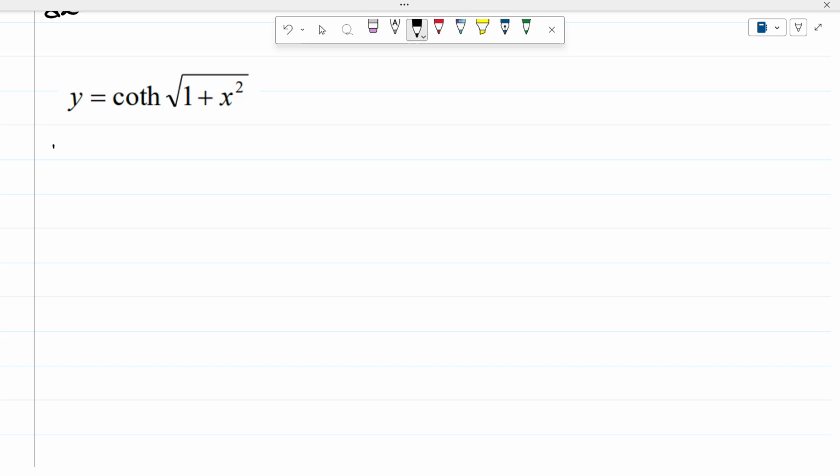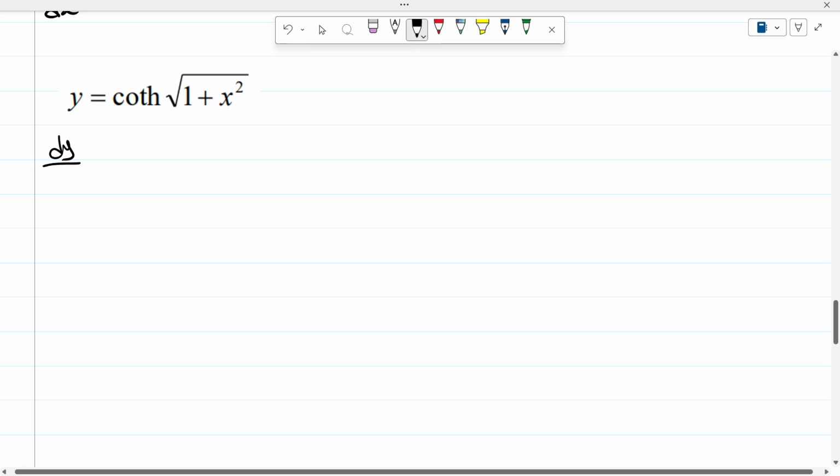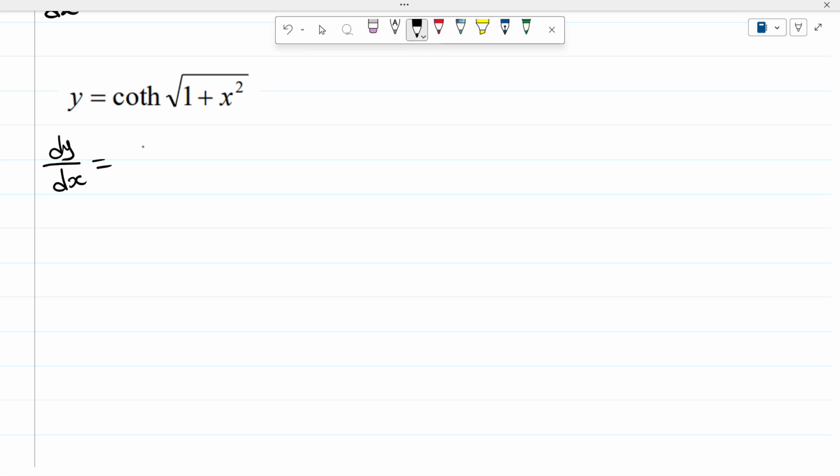So y, when we differentiate it, it will be dy/dx, which equals the derivative of hyperbolic cosech. It is negative hyperbolic cosech x coth x, so this is going to be negative hyperbolic cosech coth of the root of 1 plus x squared. Then we shouldn't forget to multiply it by the derivative of the argument, being the root of 1 plus x squared.